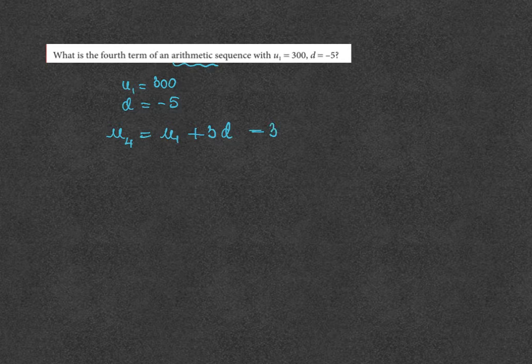I advise you, with each of these examples, stop the movie and try it yourself. Let's read the first question. What is the fourth term of an arithmetic sequence with u1 equals 300 and d is negative 5? So the fourth term will be u1 plus 3d: 300 plus 3 times negative 5, giving me 285.